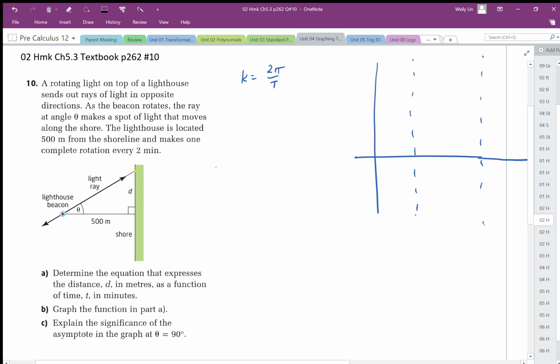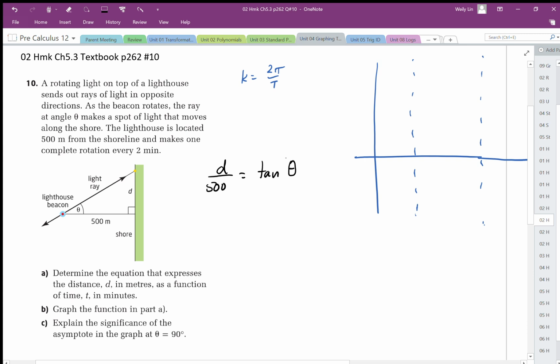So we know that the distance over 500 is going to be equal to tan of the angle theta, and we want to change that into time. So we need to say that, well, since k is equal to 2 pi over T, and although we sometimes use the period of tan as just pi, because this is going in a full circle, we're going to use the 2 pi as the period of this. So it's going to repeat itself. This end of the light is going to repeat this end of the light. So we're going to do the full circle.